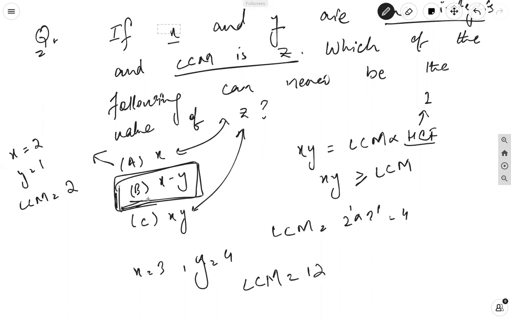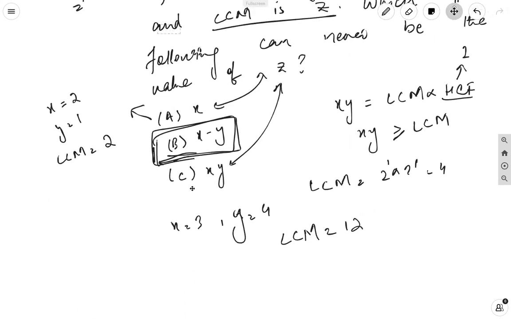But there is no such value in which Z is equal to X minus Y. Take any value. Okay, for example, did you check any value for this?